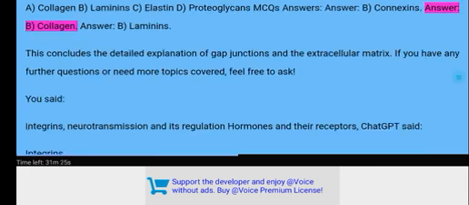MCQs. Answers. Answer. B. Connexins. Answer. B. Collagen. Answer. B. Laminins. This concludes the detailed explanation of gap junctions in the extracellular matrix.